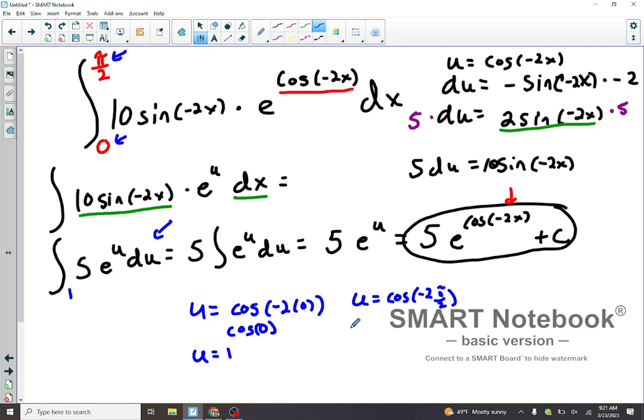negative pi. What's cosine of negative pi? Negative 1. Just negative 1. Because pi and negative pi is either you went this way or the other way around.